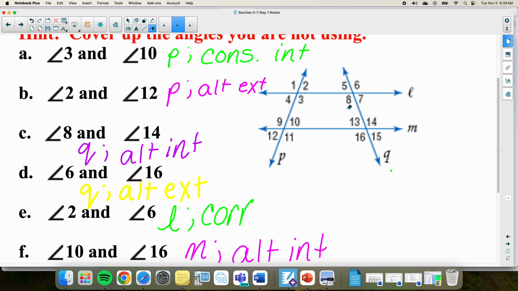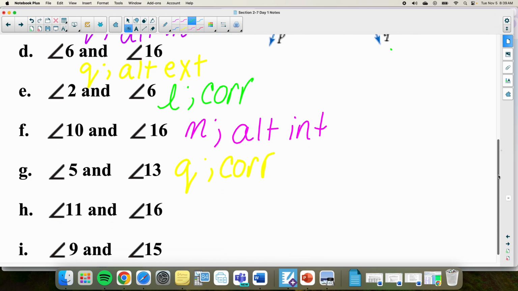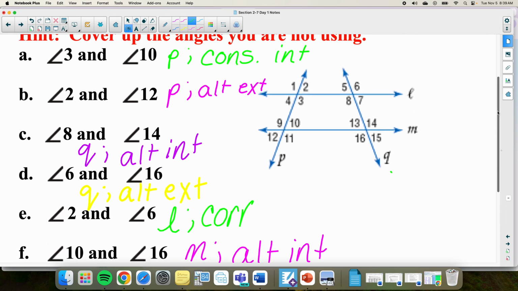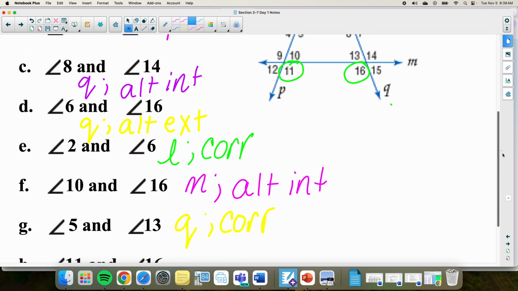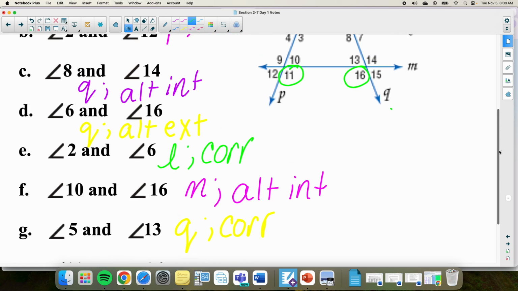Now, if I look at my next one, it's 11 and 16. So here's 11, here's 16. Try to ignore this whole top. What line do those two lie along? M. And can you tell what kind they are? They're both inside, so they're consecutive interior, right? Can you guys see that?